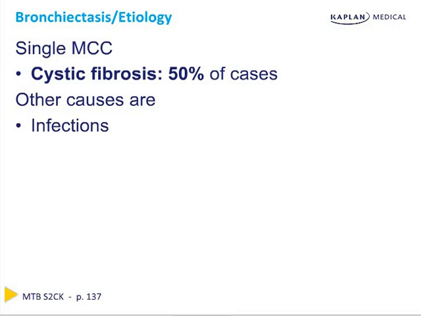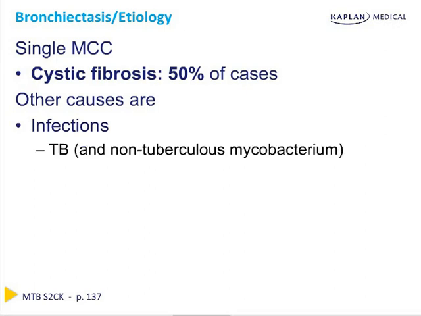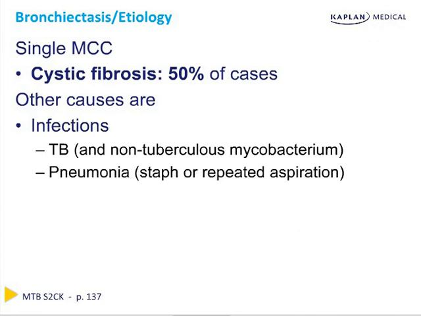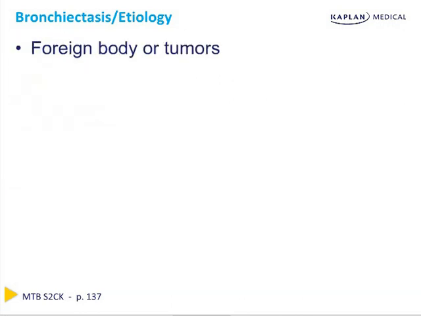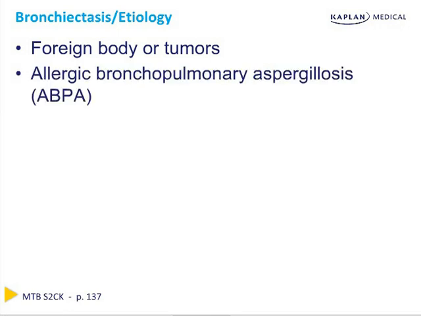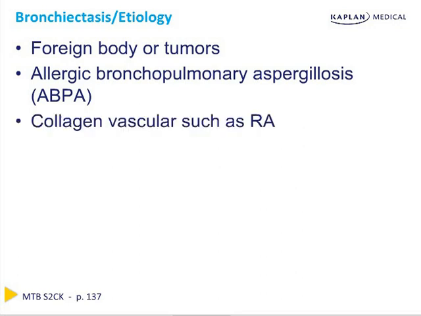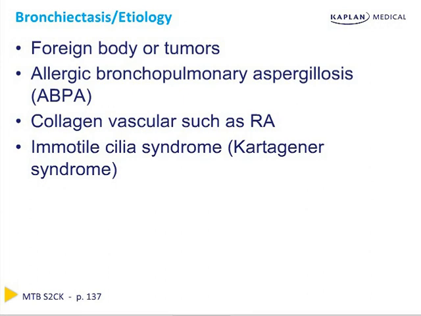Other causes include infections. These include tuberculous and non-tuberculous mycobacterium, in particular MAI, pneumonia, most commonly staph or repeated aspiration, anything with panhypogammaglobulinemia or an immune deficiency, foreign body or tumors, allergic bronchopulmonary aspergillosis, also known as ABPA, collagen vascular disease, such as rheumatoid arthritis, or immotile cilia syndrome, also known as Kartagener disease.